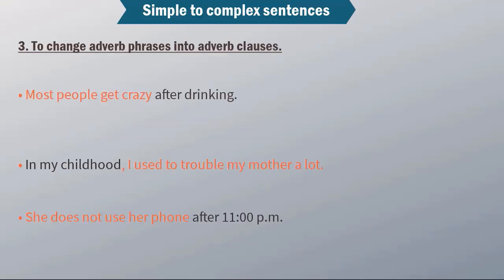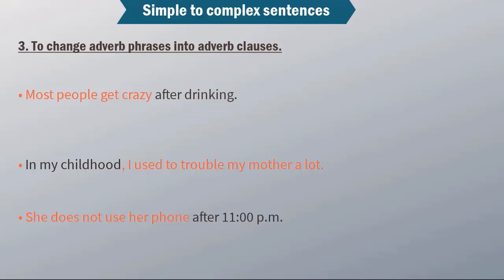Third way to change a simple sentence into a complex one is to change an adverb phrase into an adverb clause that we learned in the beginning of the lesson. Let's do it. Most people get crazy after drinking. In my childhood, I used to trouble my mother a lot. She does not use her phone after 11 p.m. So all these examples have adverb phrases: after drinking, in my childhood, after 11 p.m. And that's exactly what we are going to use to make these sentences into complex sentences.